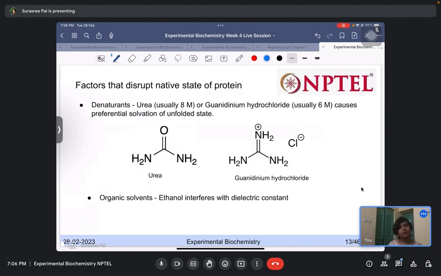Now next, coming to the denaturing agents, which are urea or guanidinium hydrochloride. What they do is that they usually cause preferential solvation of the unfolded state. So the unfolded protein state is more solubilized in this kind of solvents, urea or guanidine hydrochloride. So they denature the protein, and it destabilizes the folded state of the protein. There can be organic solvents, for example ethanol, which interferes with the dielectric constant of the protein. So that will also disrupt the native state.